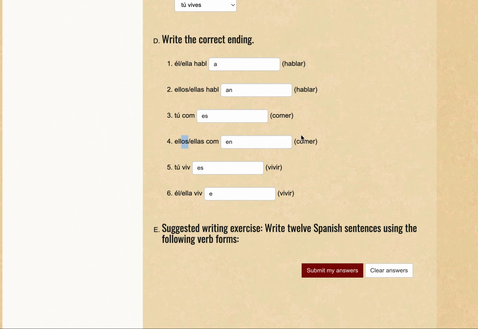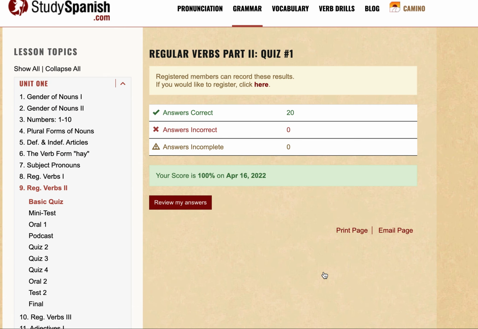Alright, so let's check the answers. Alright, there you go. So you got 100%. Not too bad, right? It's all based on the effort that you put in, trying to reinforce what you learned, because it's all fundamentals and it's going to help us down the road.